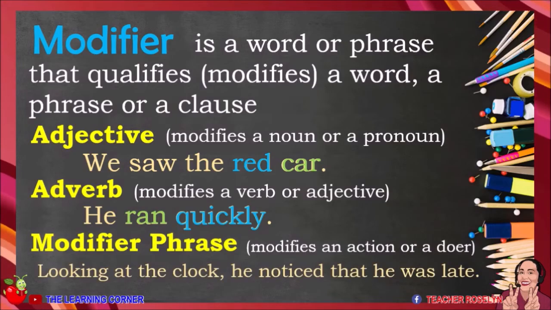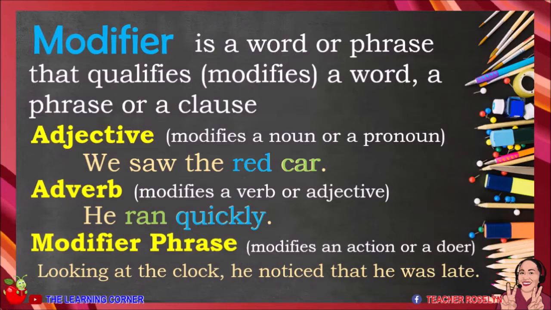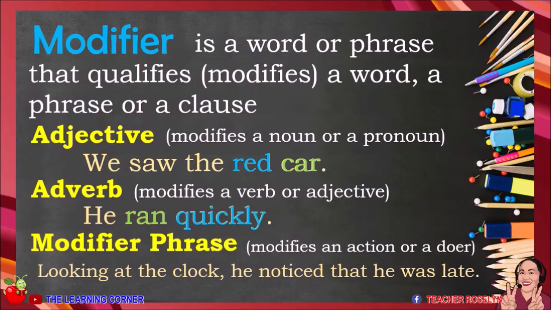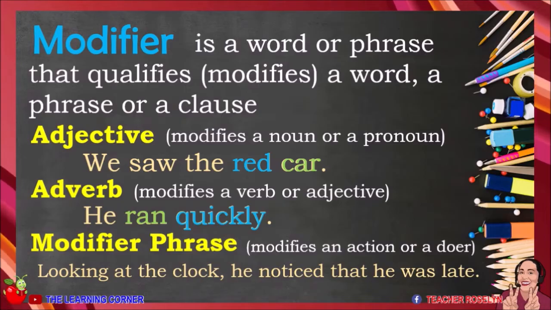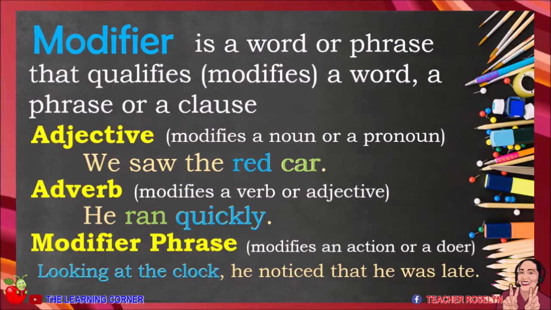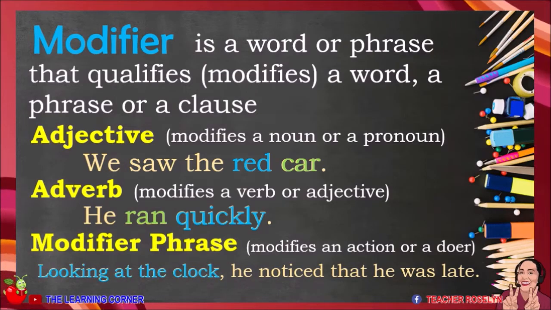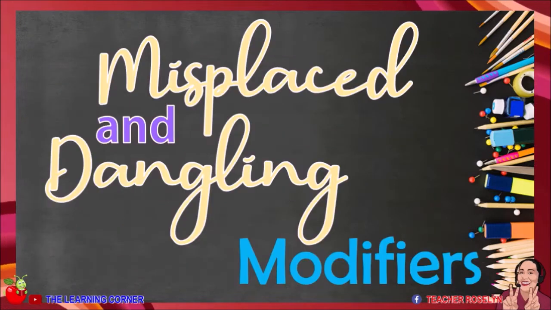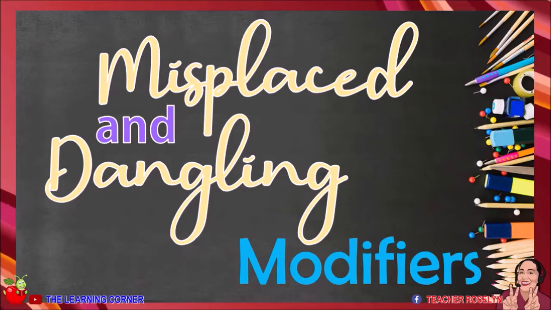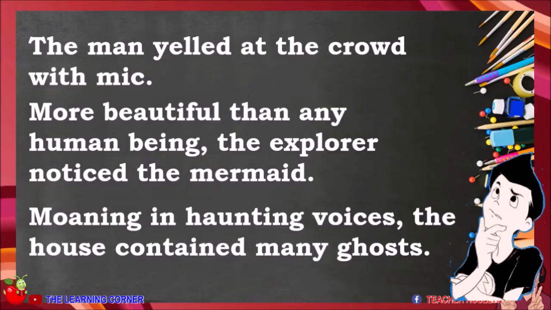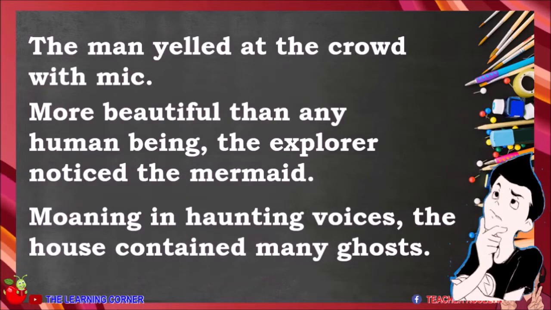Next example. Looking at the clock, he noticed that he was late. In this sentence, the modifier phrase is looking at the clock, which modifies the word he. Some sentences contain misplaced and dangling modifiers. Let us observe these sentences.